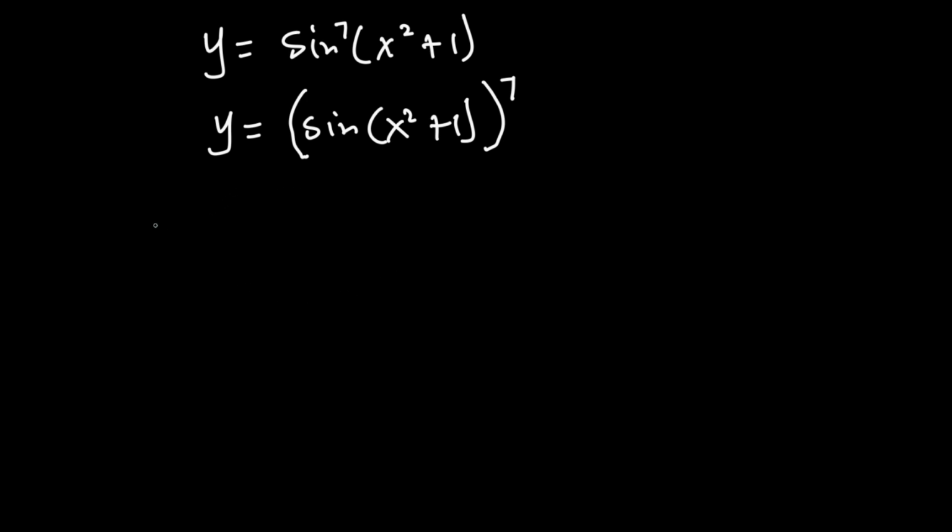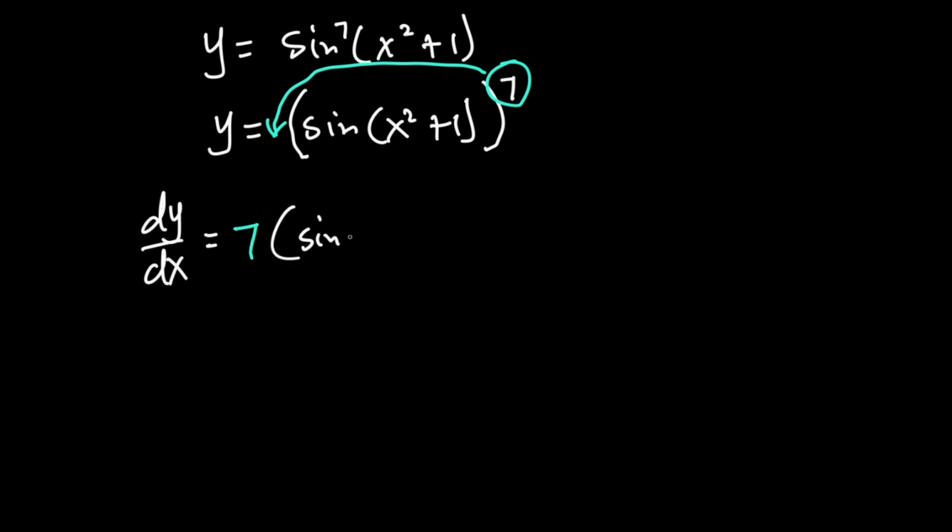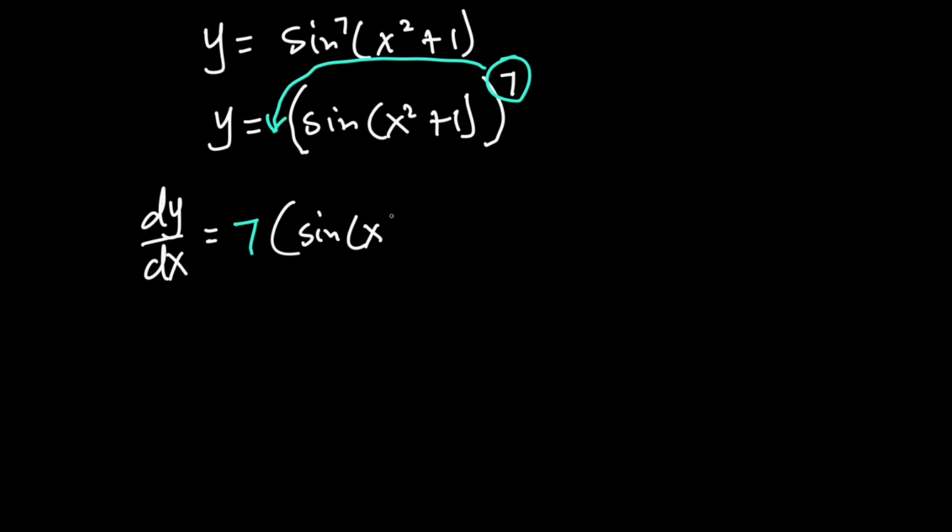So over here, dy/dx is going to be equal to, again, we take this power right here, then we move it all the way to the front. So we're going to be getting 7, then we have sine(x squared plus 1), then just as we know, we subtract 1 from the power over here, and it's going to be equal to 6. So this is what we have.